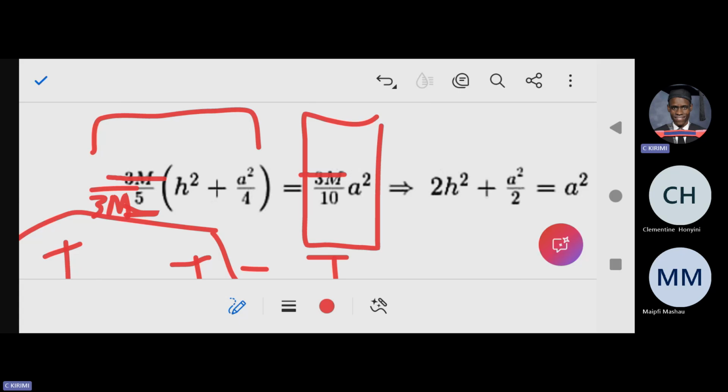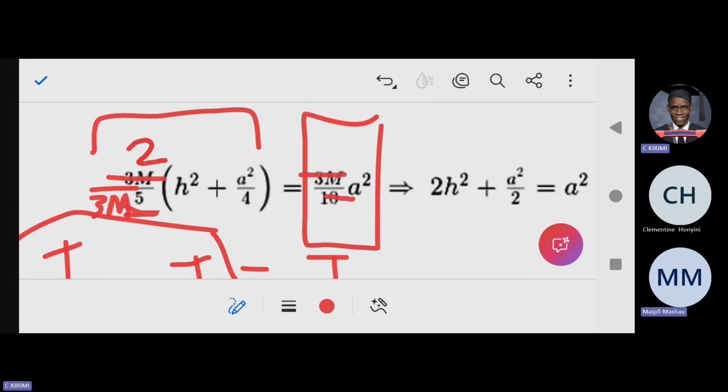But I'm left with that 10. I have a 10 there, and then I have a 5 on that side. What can I do there? If I multiply both sides by 10, what am I going to get? Here I multiply by 10, I get A squared. This side I multiply by 10, I get a 2 as a numerator. Is it clear?